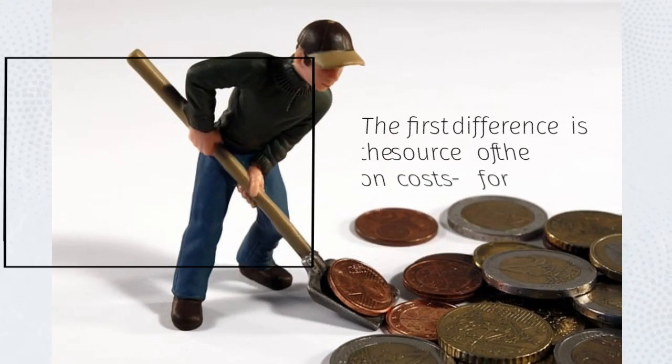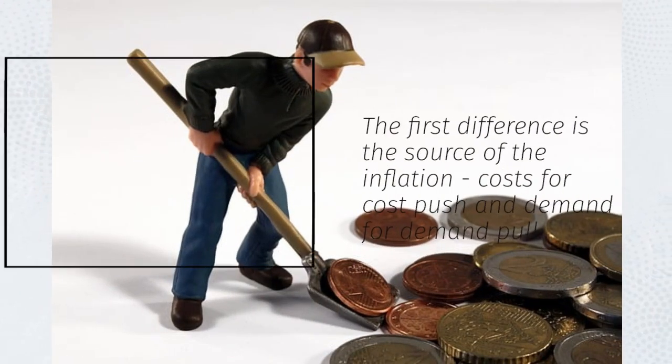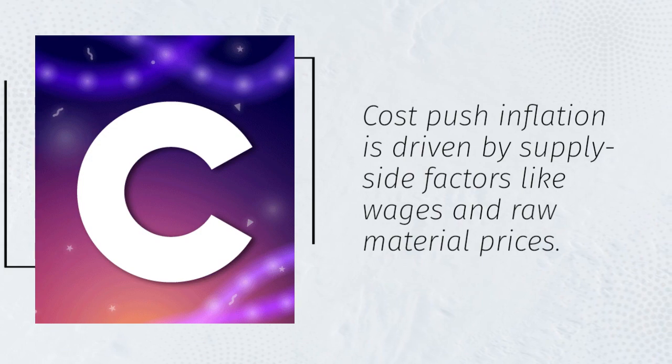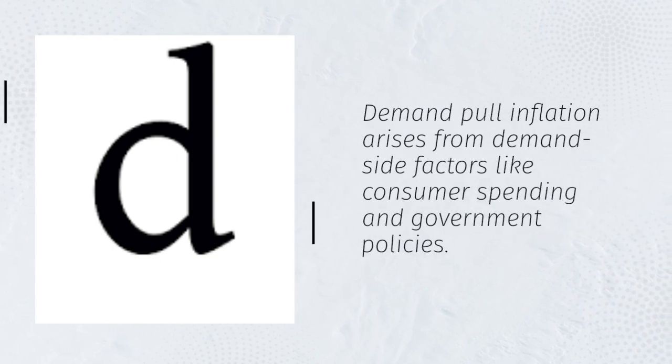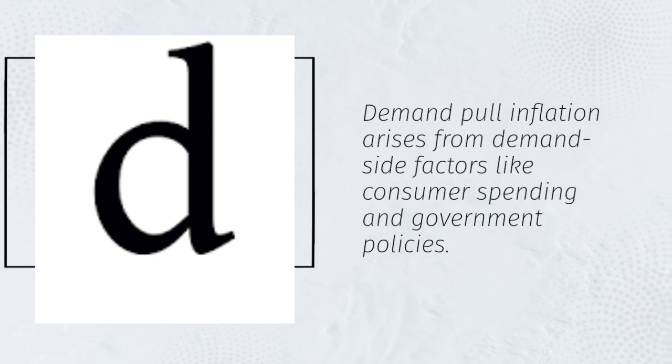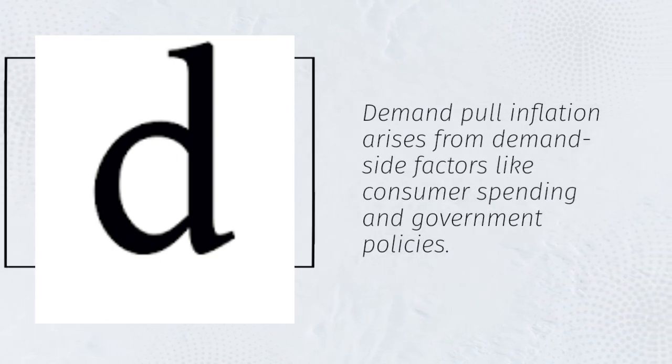The first difference is the source of the inflation: costs for cost push and demand for demand pull. Cost push inflation is driven by supply-side factors like wages and raw material prices. Demand pull inflation arises from demand-side factors like consumer spending and government policies.